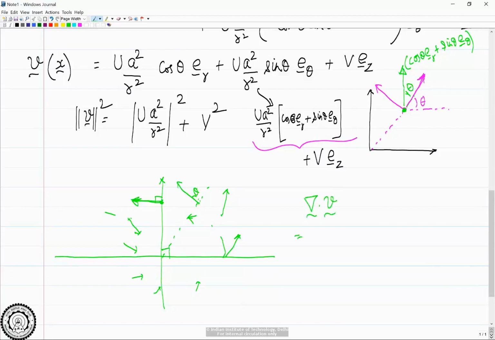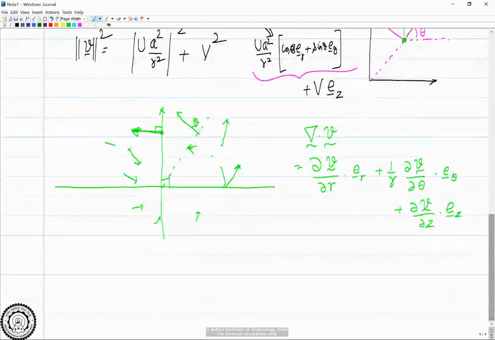So in cylindrical coordinate system, if you want to get the divergence, then we have to do del v over del r dot with er plus 1 over r del v over del theta dot with e theta plus del v over del z dot with ez. Okay, that's the divergence in cylindrical coordinate system.